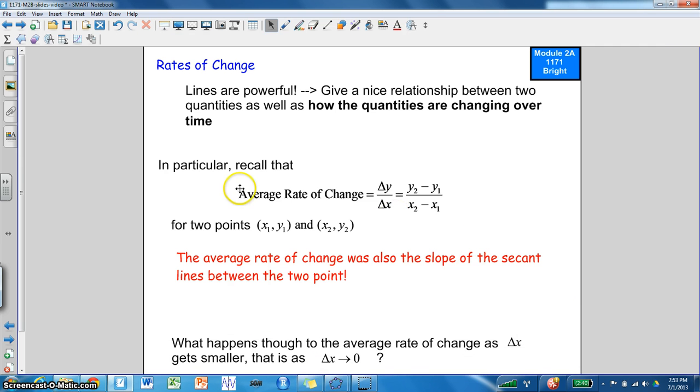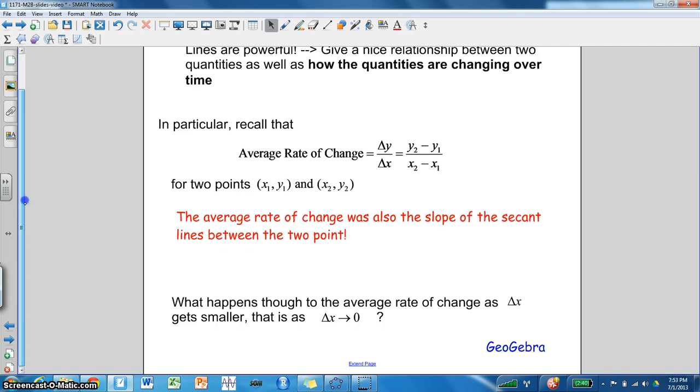Now we want to ask what happens to the average rate of change as delta x gets smaller. If we decrease this value, what happens to delta y? In essence, we're asking: what is the limit as delta x goes to 0? And again, I have another GeoGebra demonstration here.